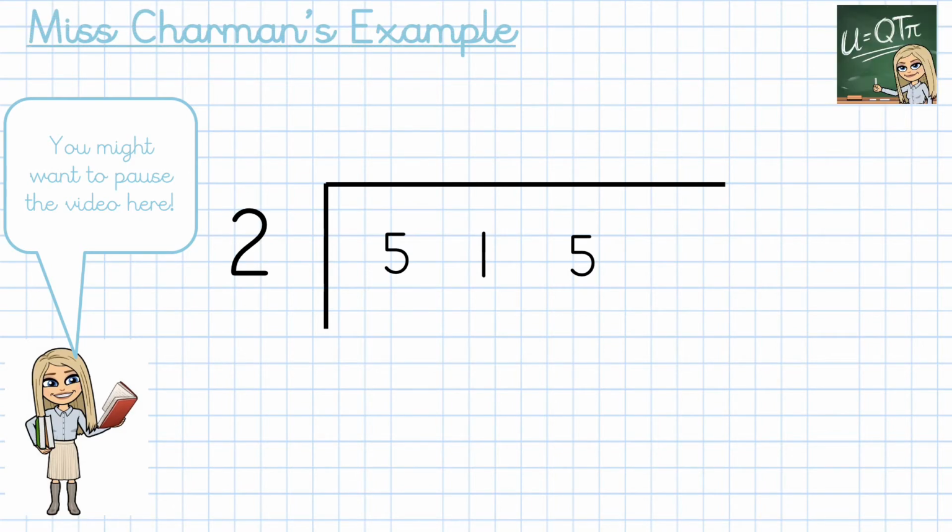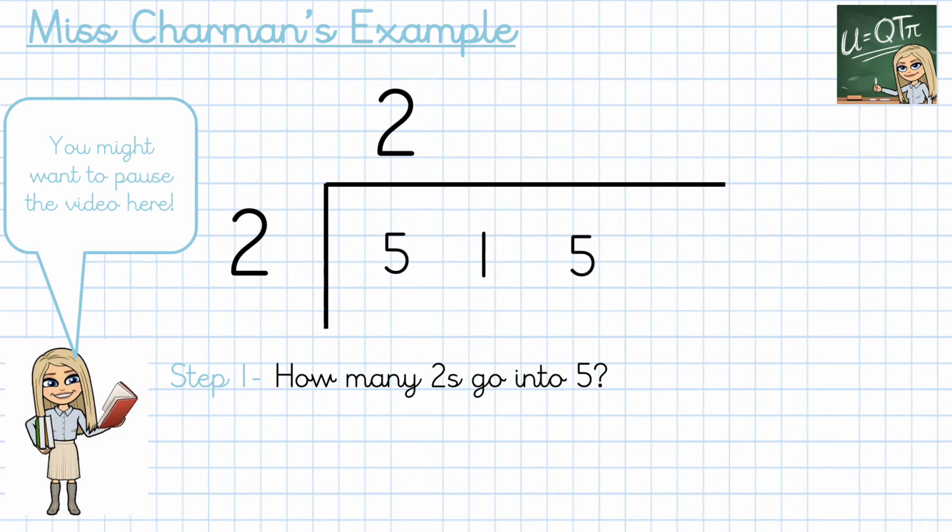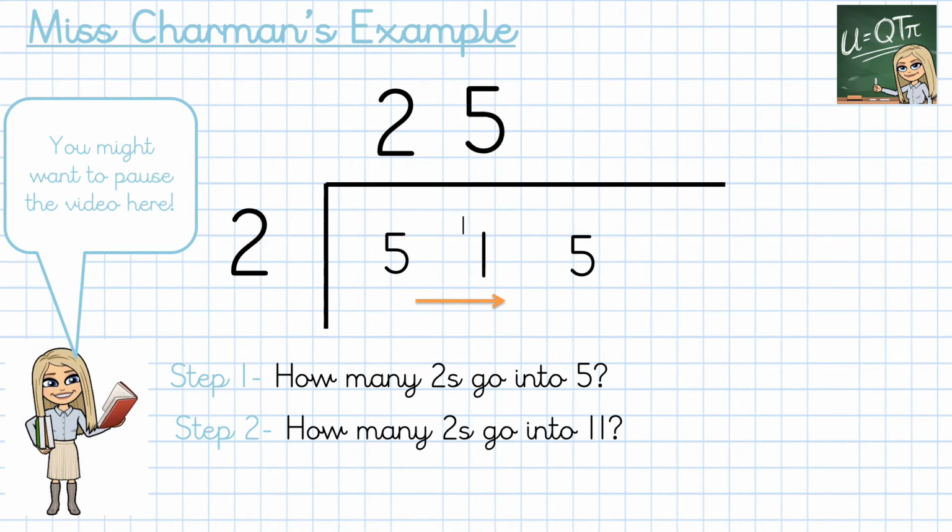Step 1. How many 2's go into 5? We know that 2 2's go into 5, so I'm going to write a 2 in the hundreds column. And because we've got a remainder of 1, I'm going to regroup the 1, which means we're now into the tens column. So how many 2's go into 11? We know that 5 2's go into 11, so I'm going to write a 5 in the tens column.